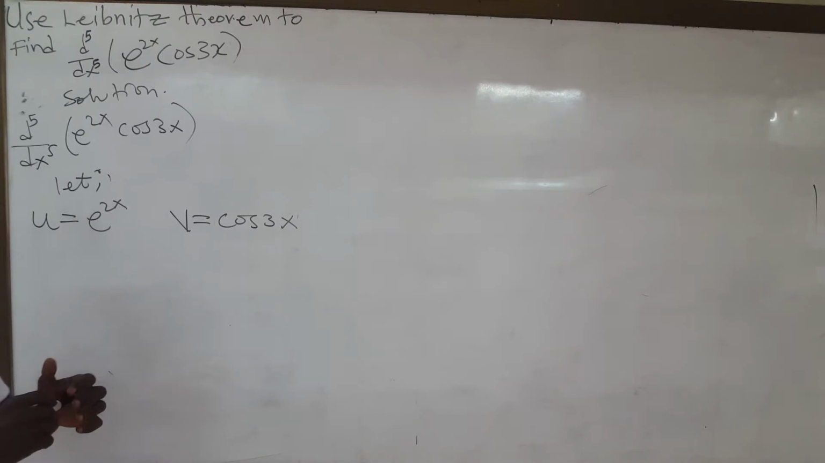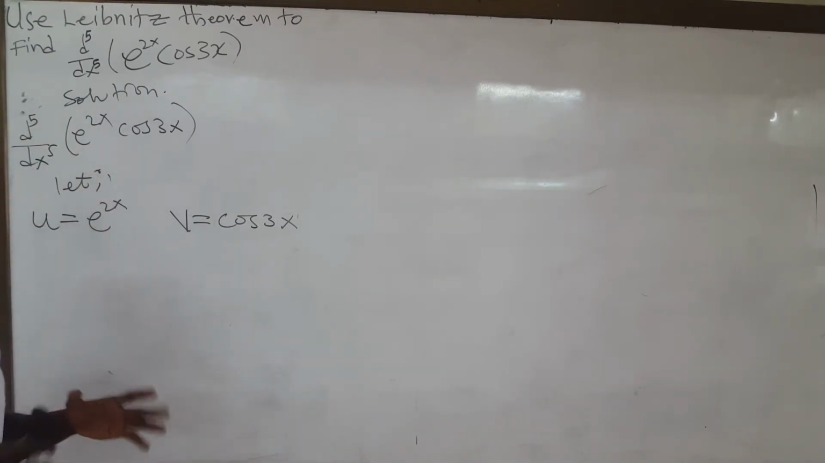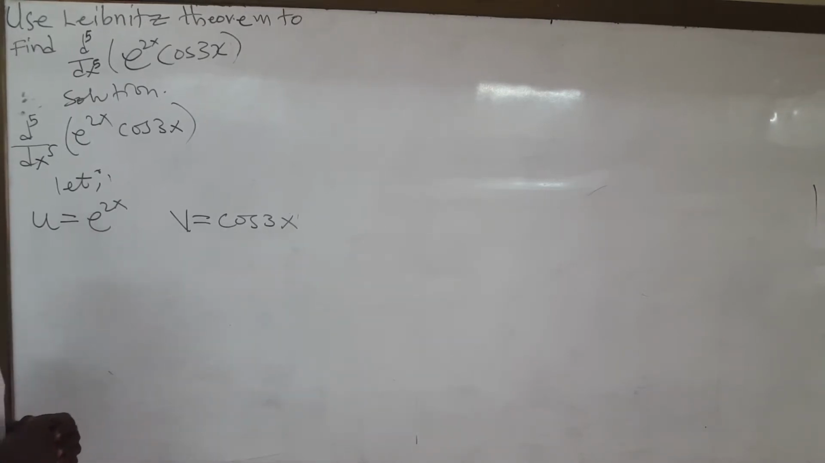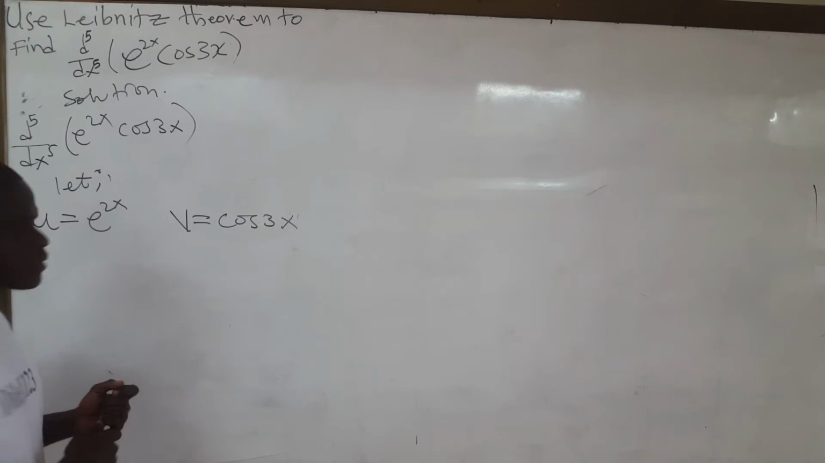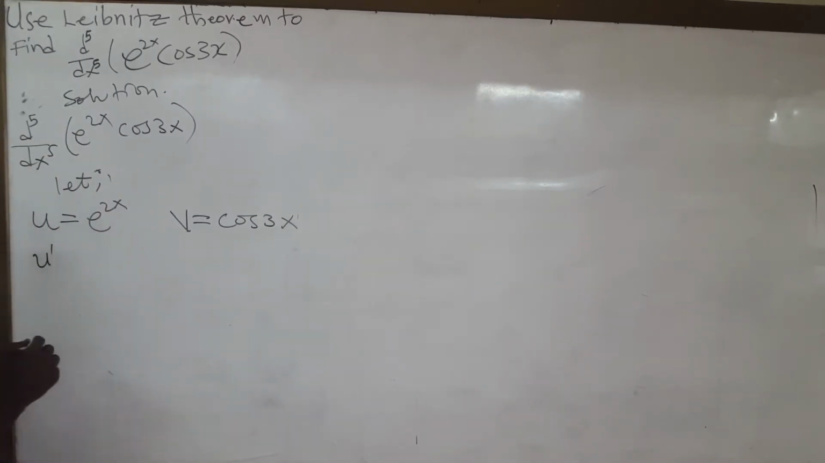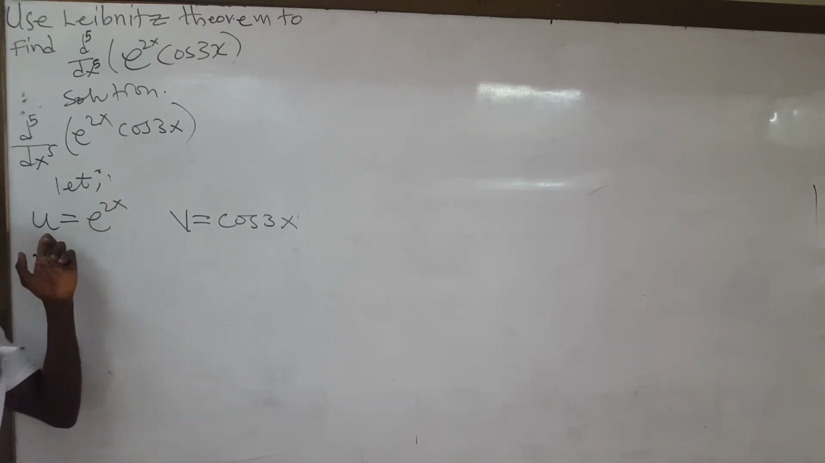Since we are finding the fifth differential, we need to differentiate this and that 5 times. So in order to differentiate this 5 times, let's do that. Okay, so we have u1. When we find u1, it means that we are differentiating u just one time.